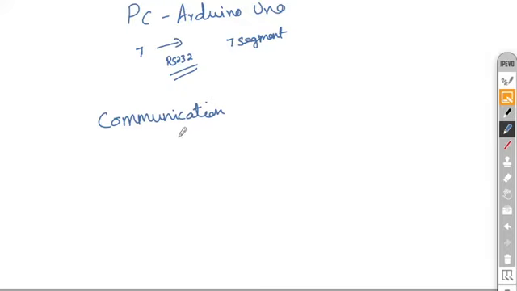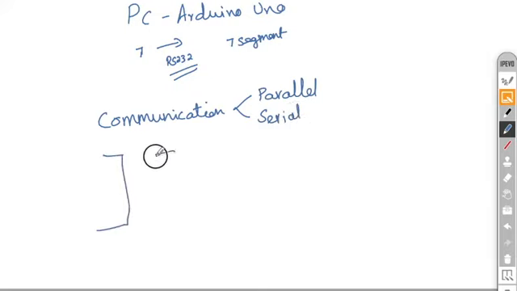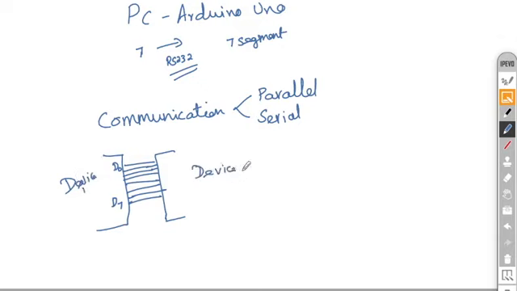This communication can be of two types. One is parallel, another one is serial. Parallel is like, I have two devices, and if I want to transfer 8-bit information, D0 to D7, the data lines are connected between the two devices, device 1 and device 2. The 8-bit data is connected between the two devices and one common clock is connected.